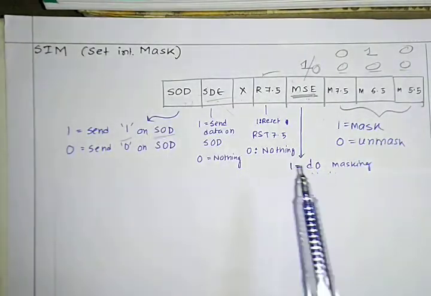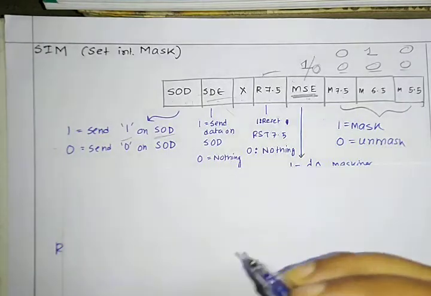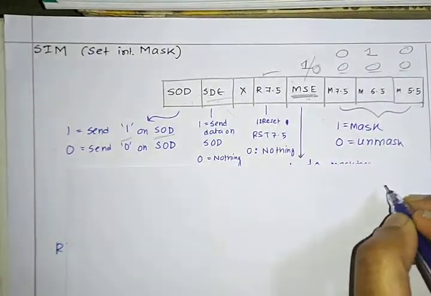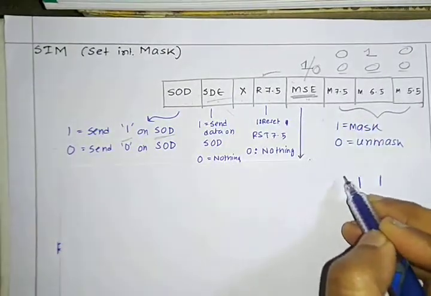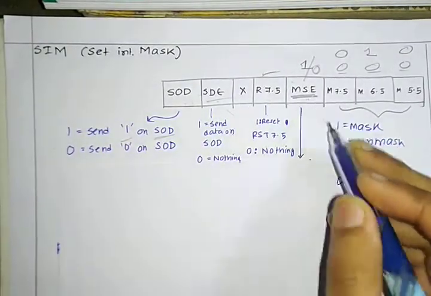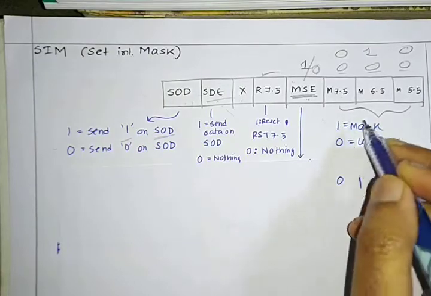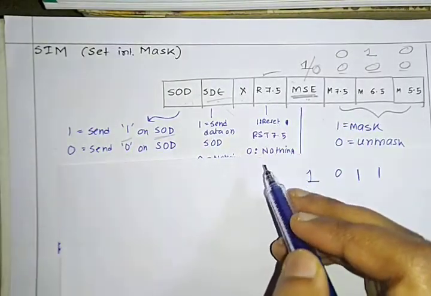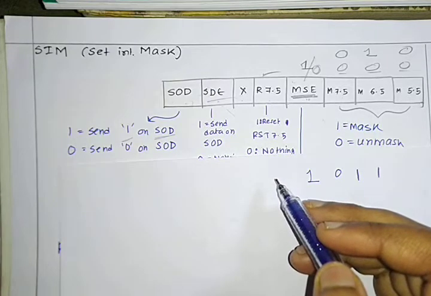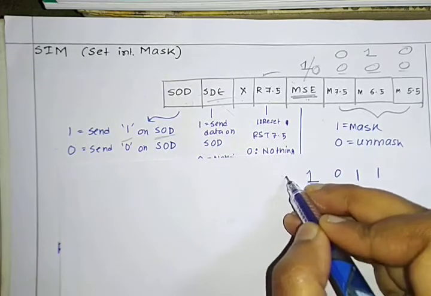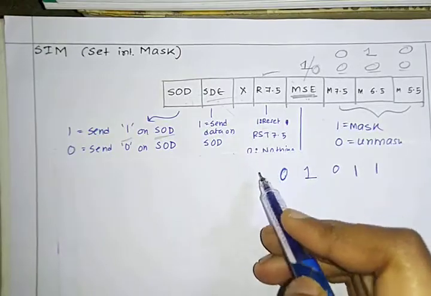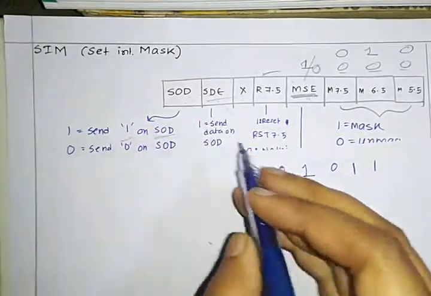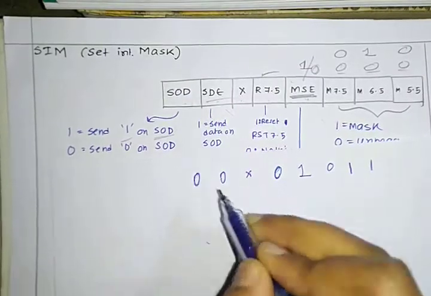How is this combination actually performed? Suppose I want to mask these two bits, so 1 1, and keep bit 7.0 as 0. Now MSE, obviously as I'm masking, I need to enable it. Now reset 7.5, it depends on you whether you want to reset or not. Suppose I don't want to reset, so it's 0 and it is don't care, and this is SDE, so I just don't want to do anything in that.